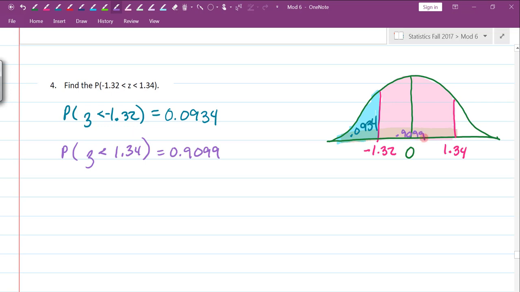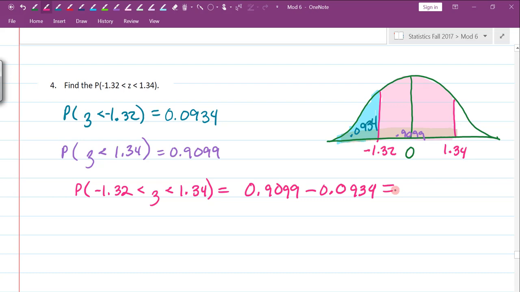And what I need is the pink. So my pink is going to be equal to the probability that negative 1.32 is less than z, which is less than 1.34, is going to be equal to the brown area, which is 0.9099, subtract off the blue area, 0.0934, and the area that I have left is the area in the pink. That is equal to 0.9099 minus 0.0934, and that is equal to 0.8165. So this area in the pink is 0.8165. And this is the answer that we're looking for.